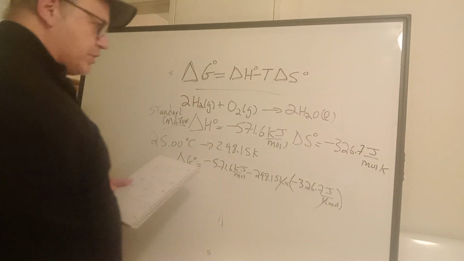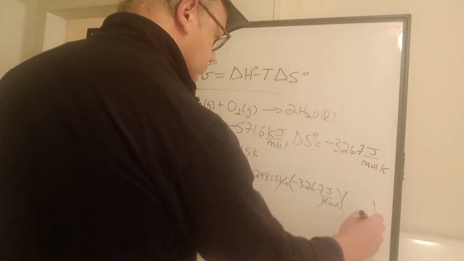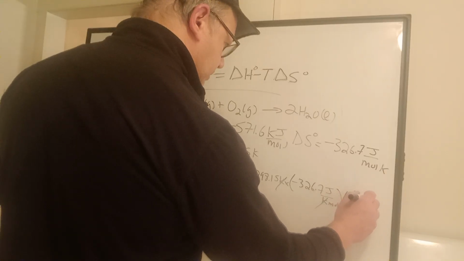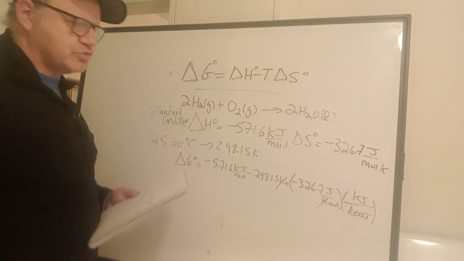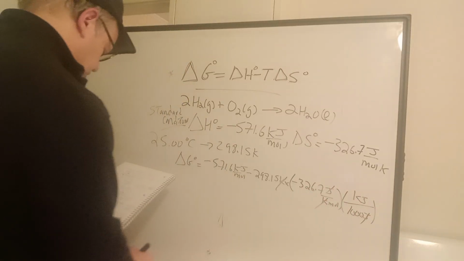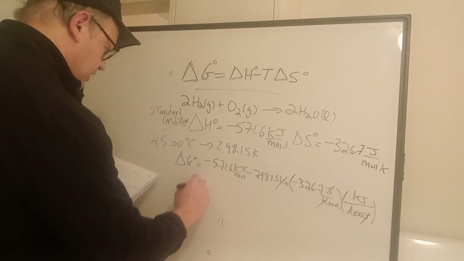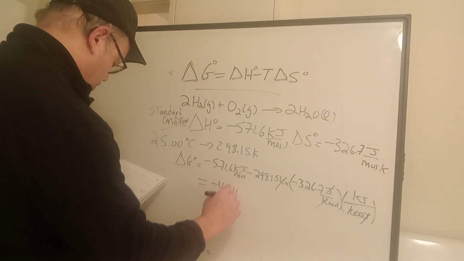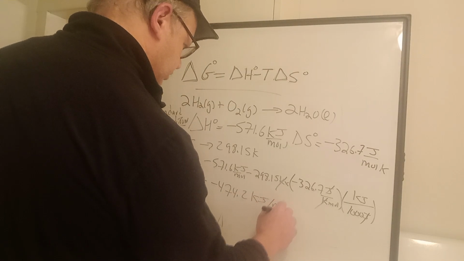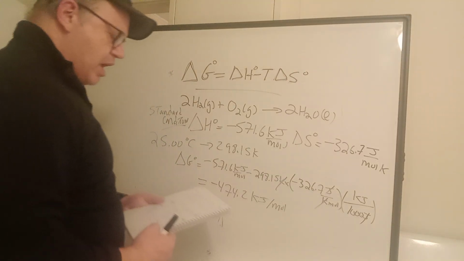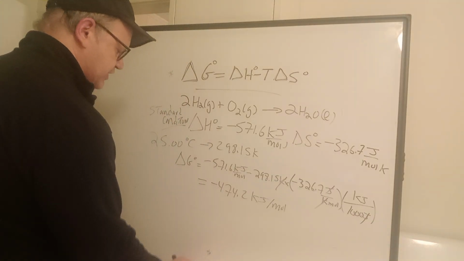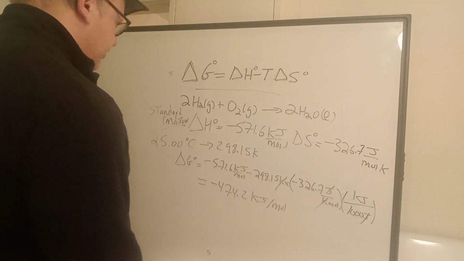We have to convert those joules to kilojoules. So there's 1,000 joules in a kilojoule. So that converts, we get rid of the joule part. Now we're in kilojoules per mole as the units, and I calculated out here negative 474.2 kilojoules per mole. Check my math. That means it's spontaneous under standard conditions at 25 degrees Celsius or 298.15 Kelvin.